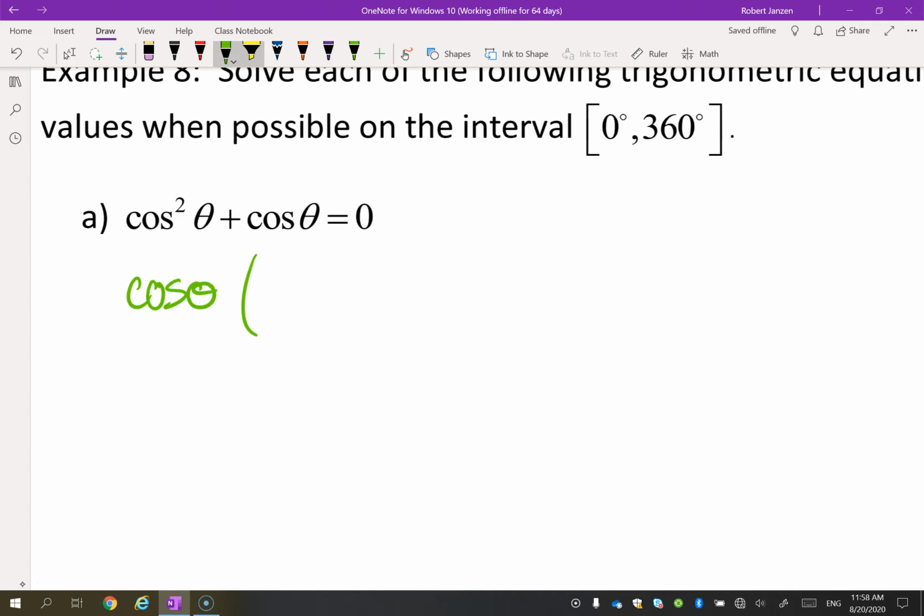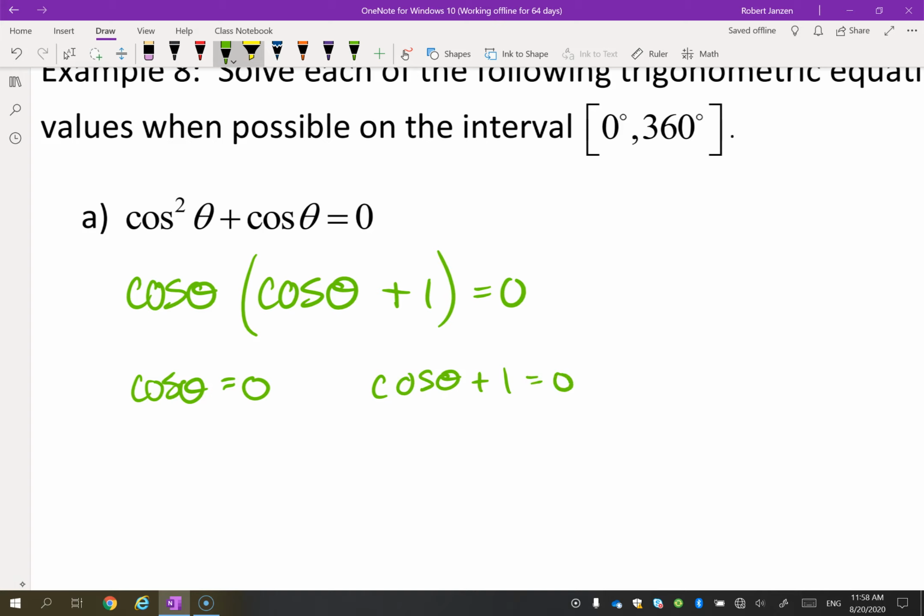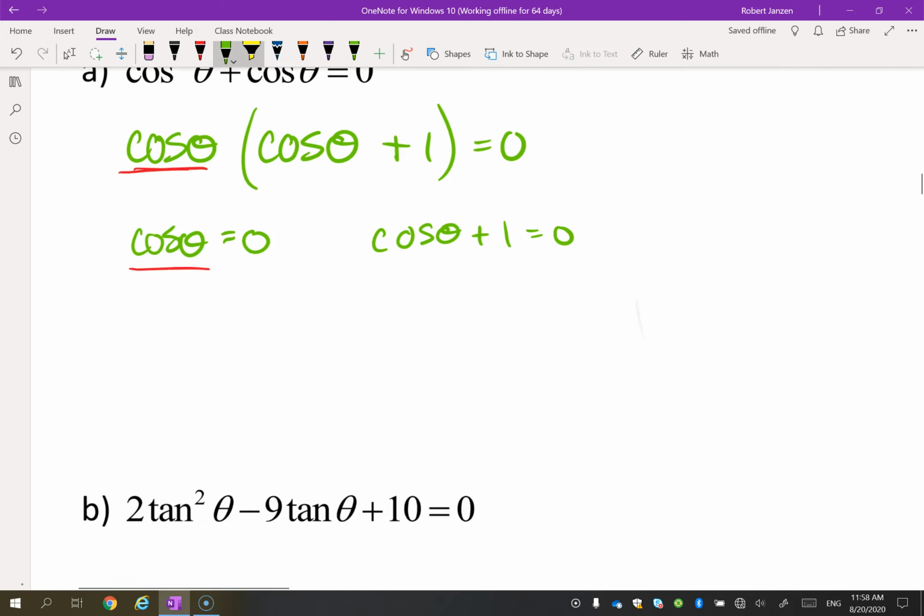If I factor out a cosine, I end up with cosine plus 1. And that means I get cosine equal to 0 or cosine plus 1 equal to 0, right? So where is cosine equal to 0? It's going to be here and here. And where is cosine equal to negative 1? That's here.